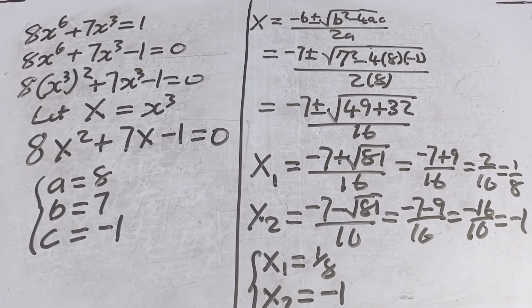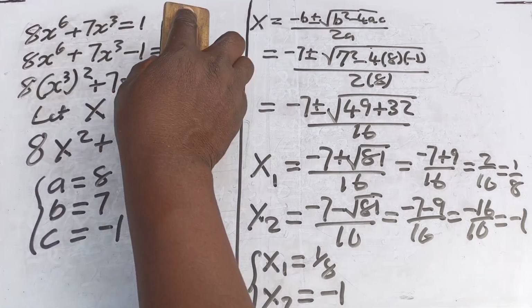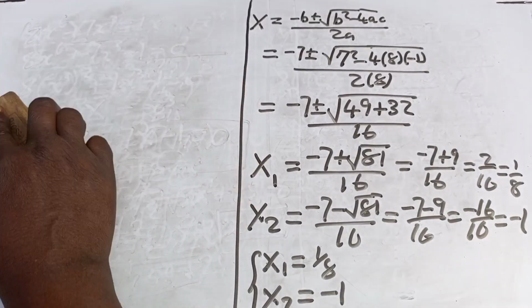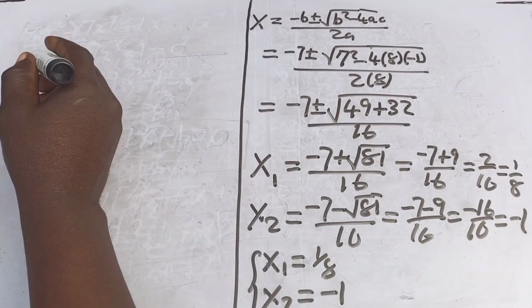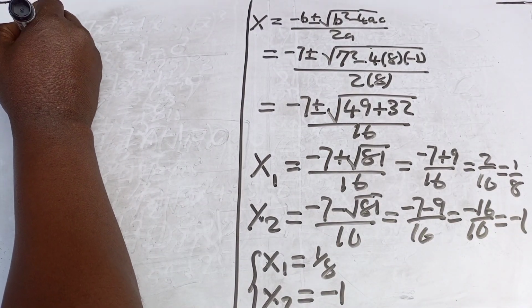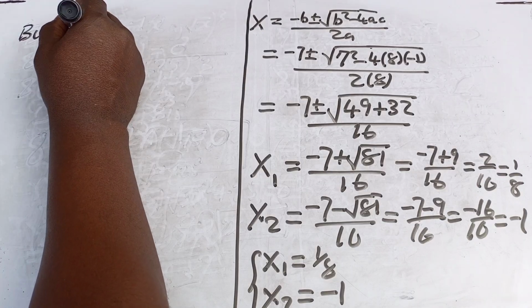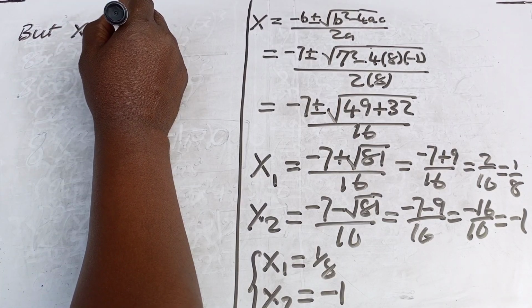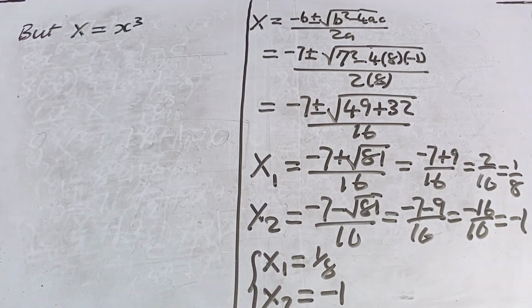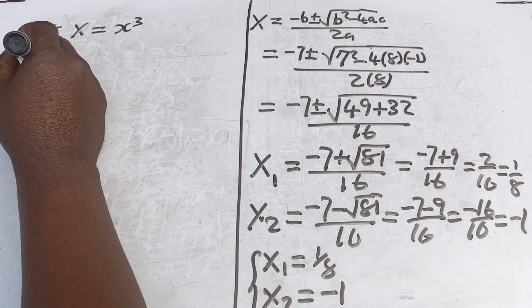Now, our solution does not end here. We will not have to solve for capital X. We have to solve for small x. Okay, so bringing in small x, we have to use our transformation again. Remember, capital X was small x cubed. Let's bring this one back there.